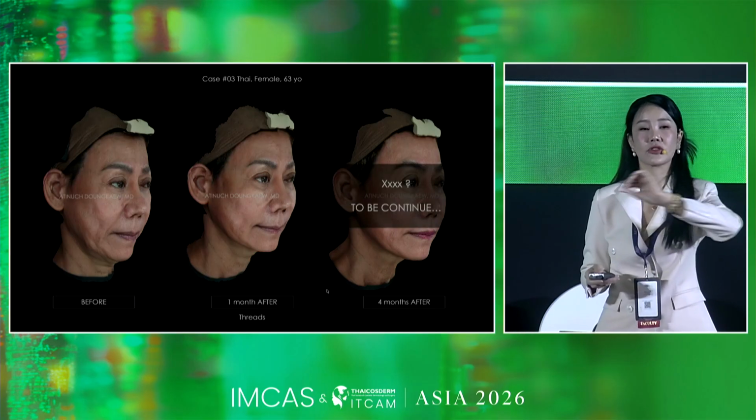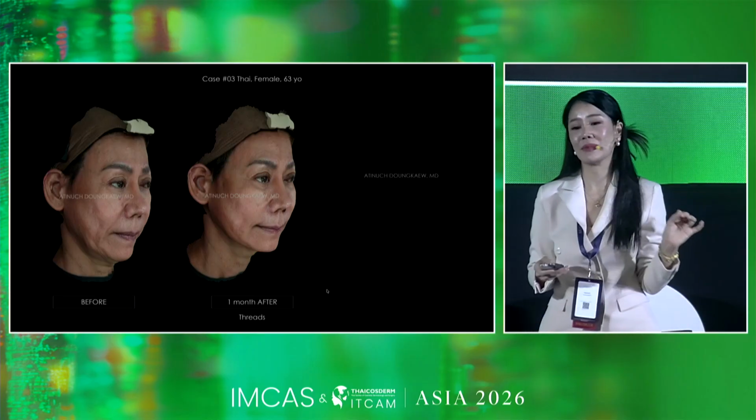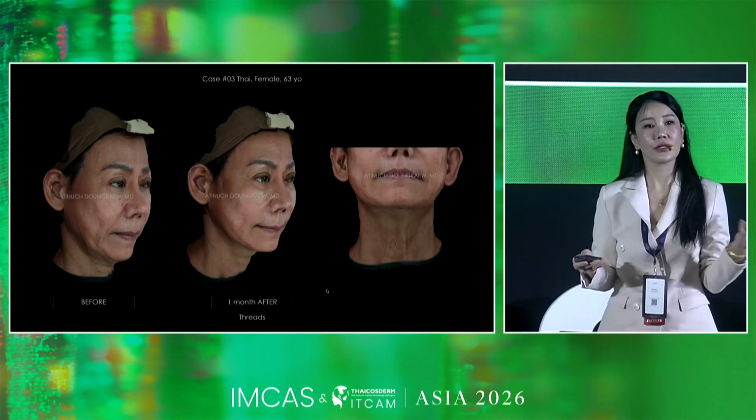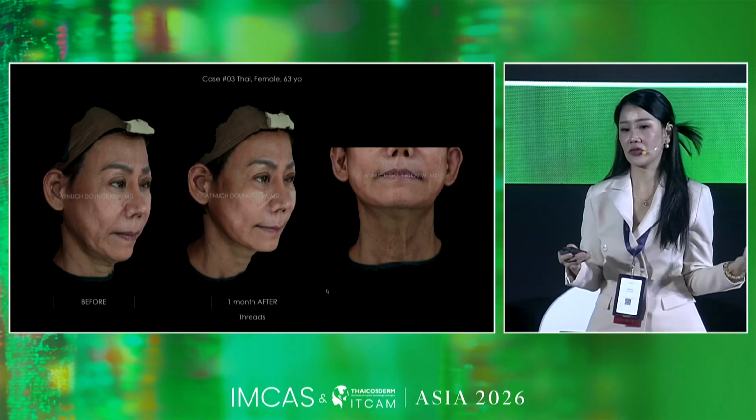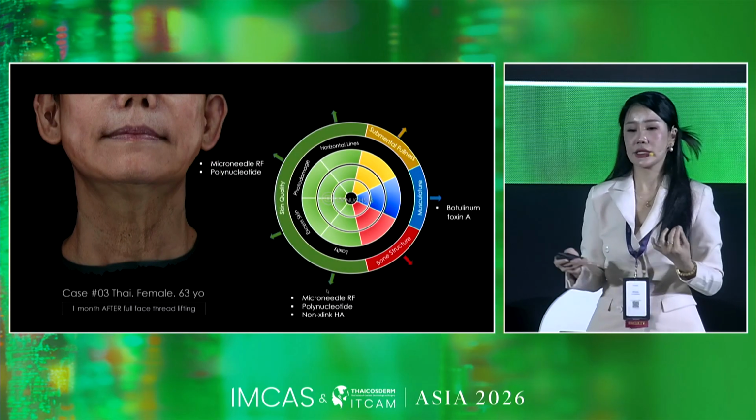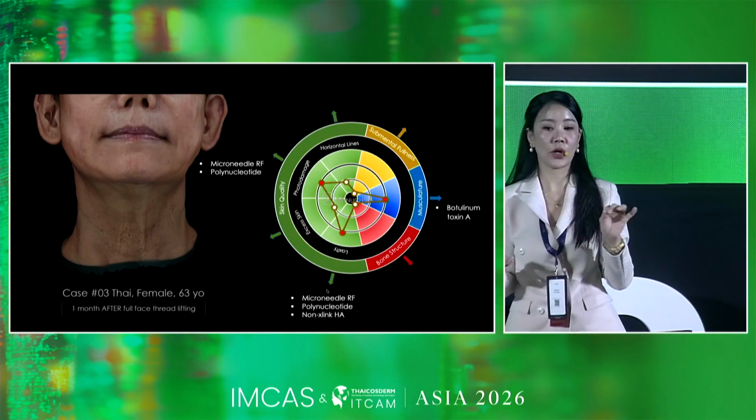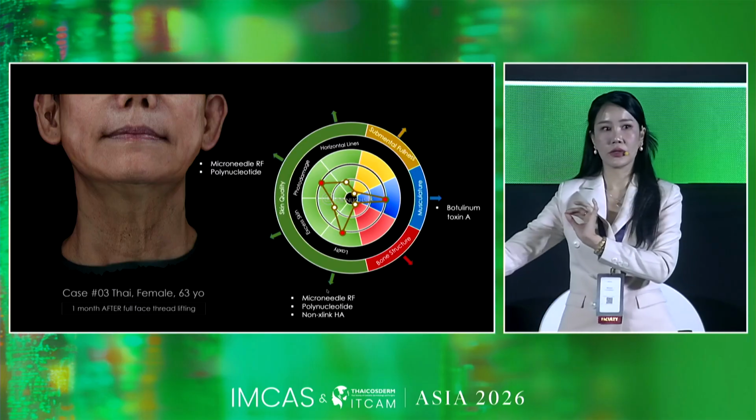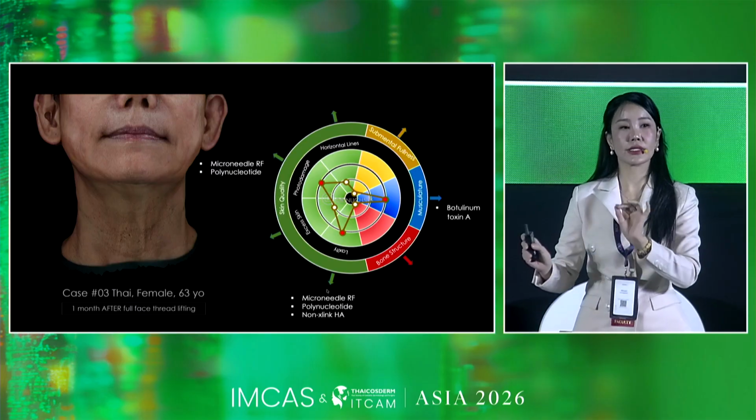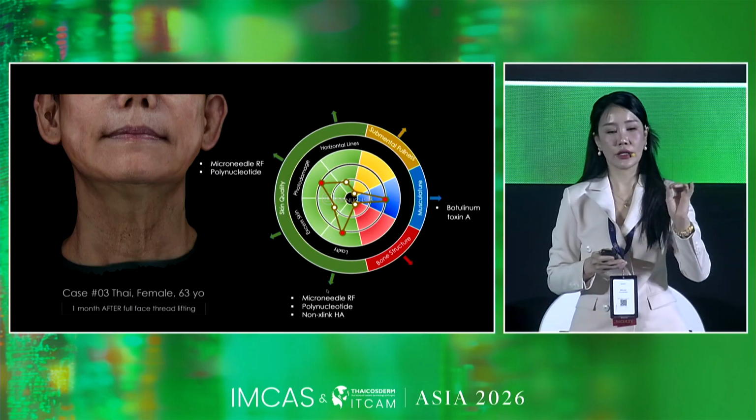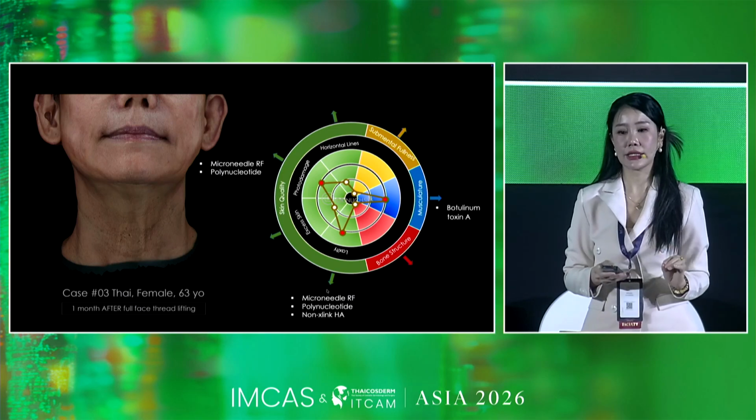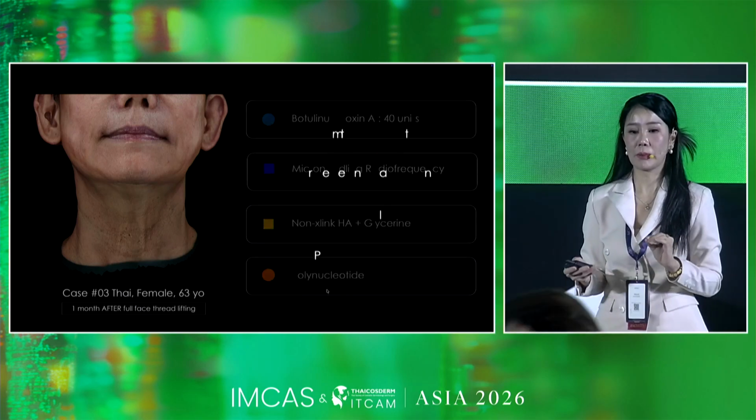So now she started to focus on her neck. She came back to me again and asked, doctor, what about my neck? What can I do for her? In this case, she has a problem of muscle hypertrophy. As you can see, her vertical neck bands, photo damage, and skin laxity. So this is my treatment plan for her.